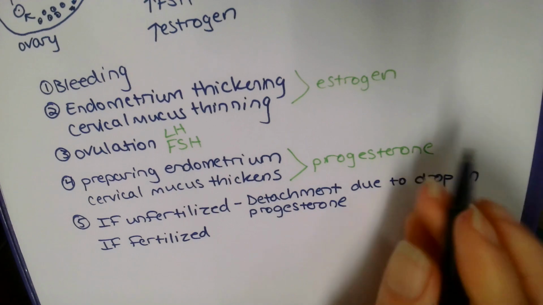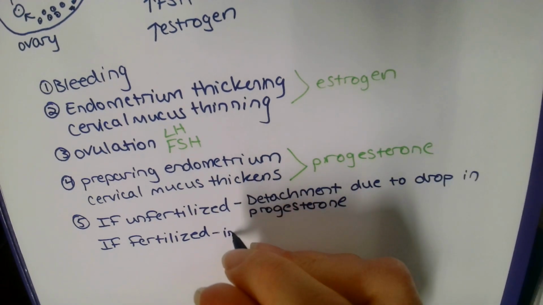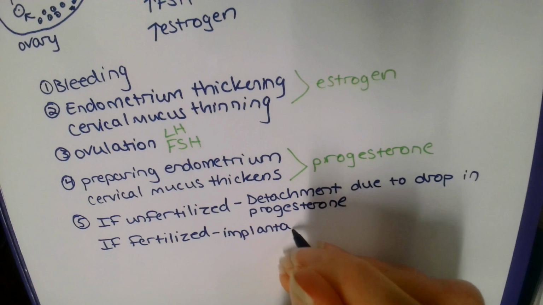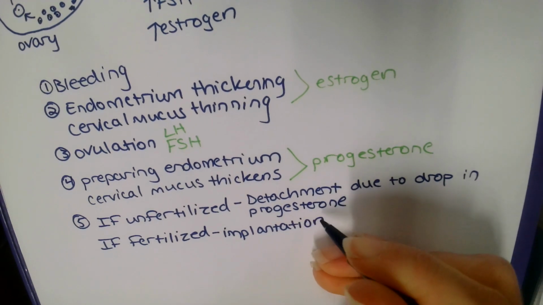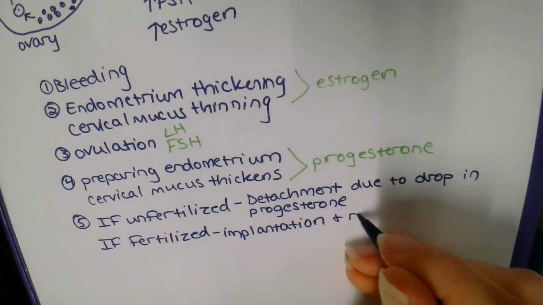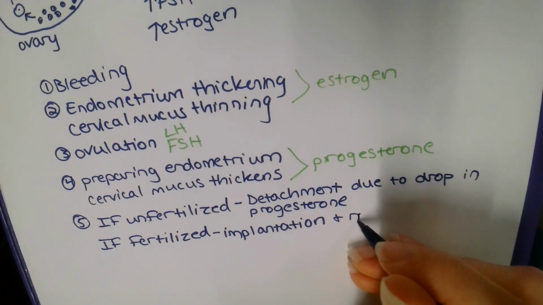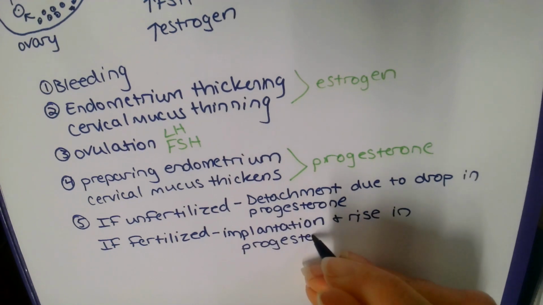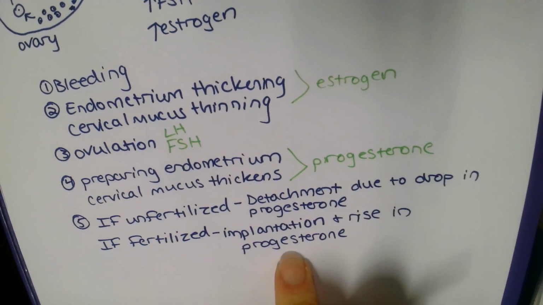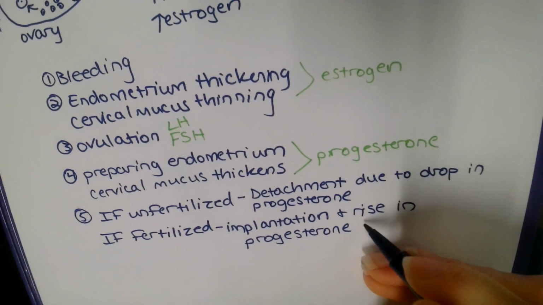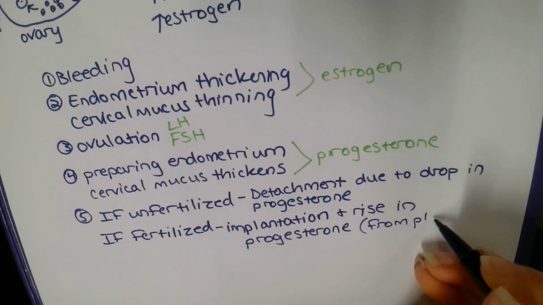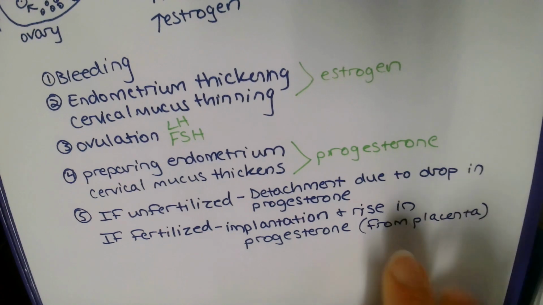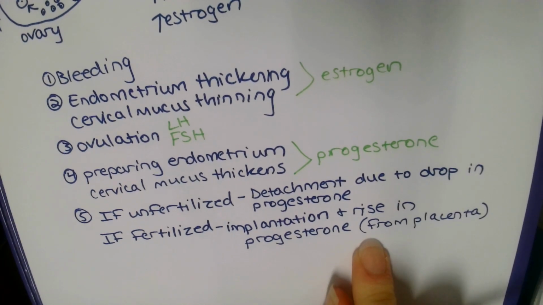If the egg is fertilized, then implantation will hopefully occur. And when the placenta forms, it's going to cause a rise in progesterone because the placenta begins to make progesterone. It actually doubles the level of progesterone. And that's going to stay high the entire pregnancy. And that, of course, is coming from the placenta. A little bit of a connection to our embryology on the other page.